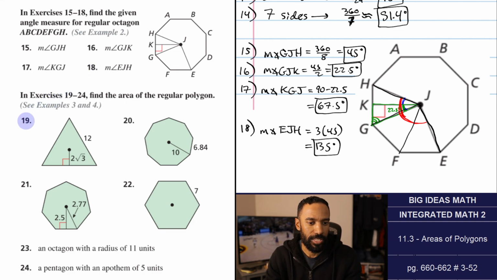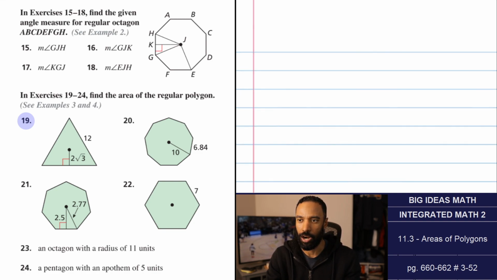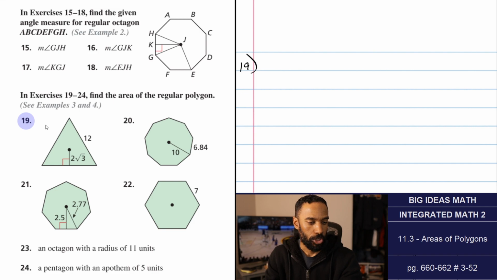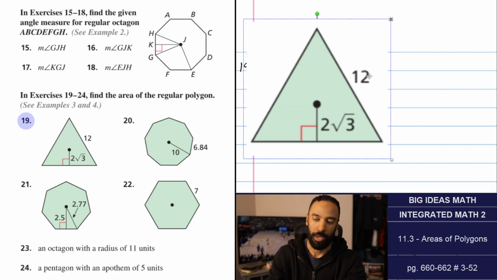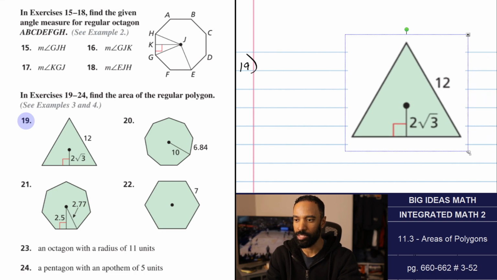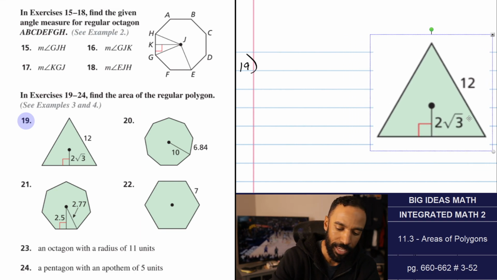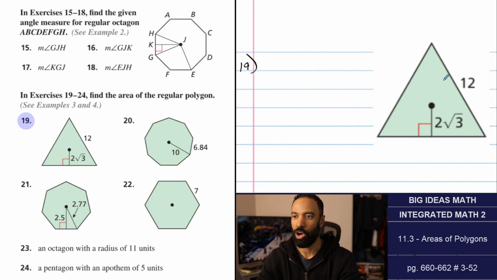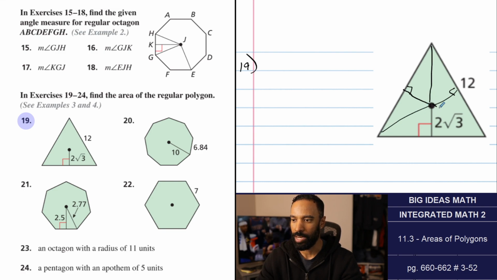Okay, let's go to exercises 19 to 24. We are now finding areas of regular polygons, and they are drawn for us. So, a regular or equilateral triangle, they give you a side length, they give you the apothem. As you can see, this dot there, that represents the center. This center is, again, equidistant to all sides and all vertices of your polygon, meaning here's another apothem, here's another apothem, and then here's a radius and a radius and a radius.